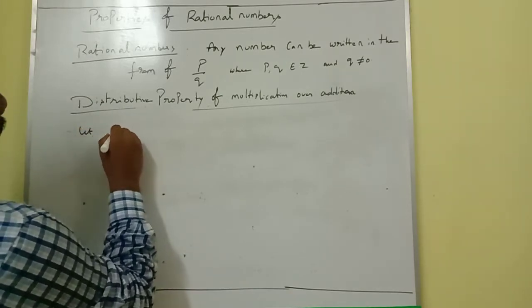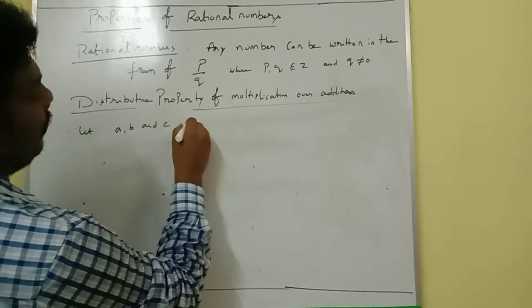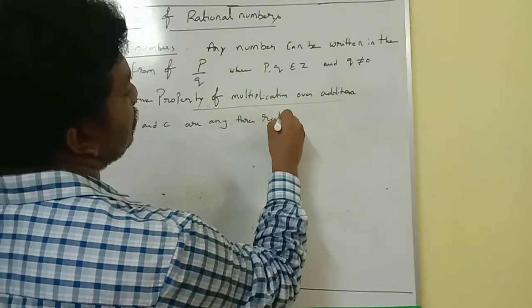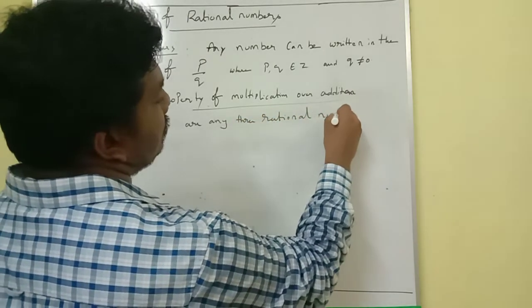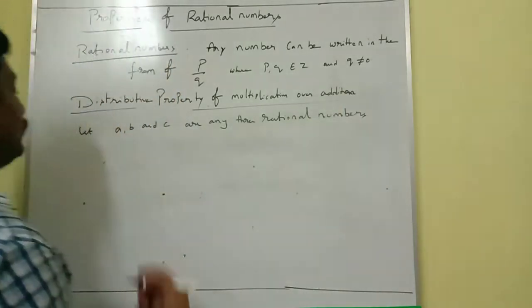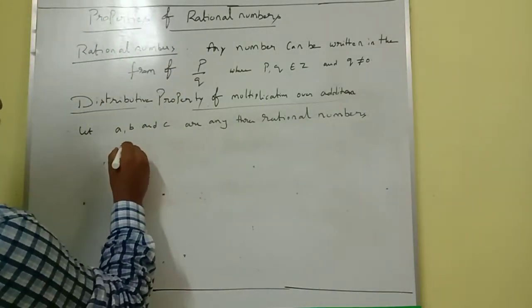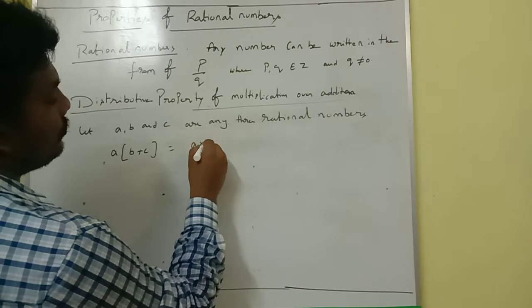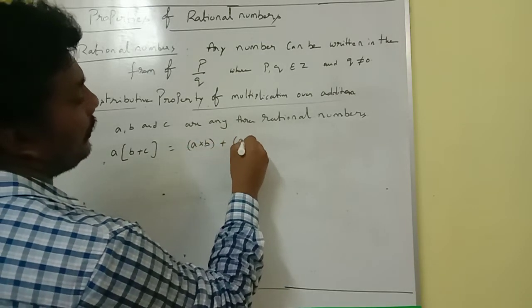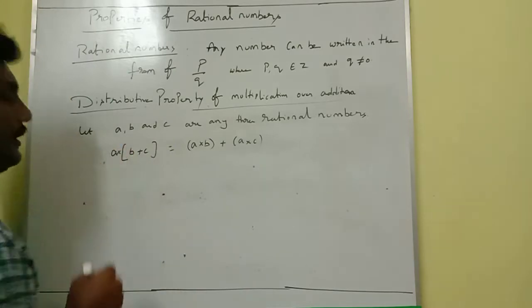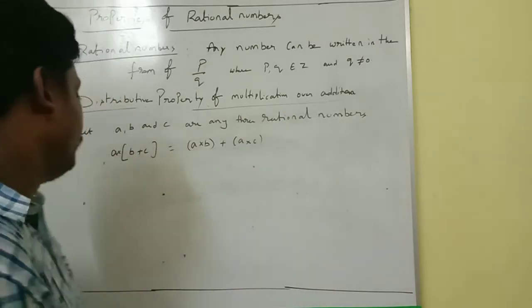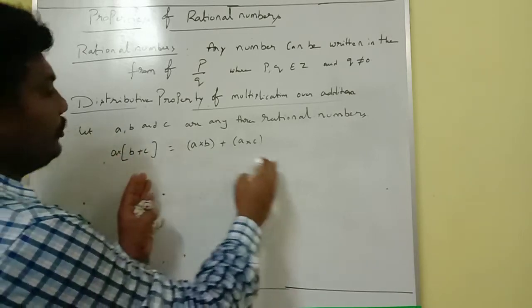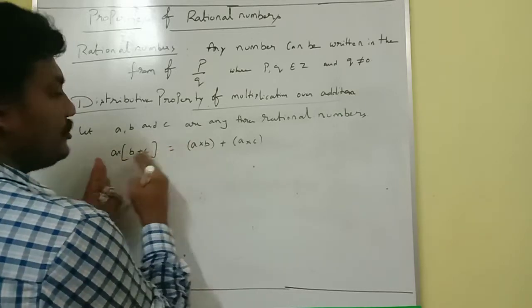Let A, B and C be any three rational numbers. So what it is that A into (B plus C) is equal to A into B plus A into C. This is the distributive property. If A is multiplied with both B plus C, then A is distributed to B and A is distributed to C.